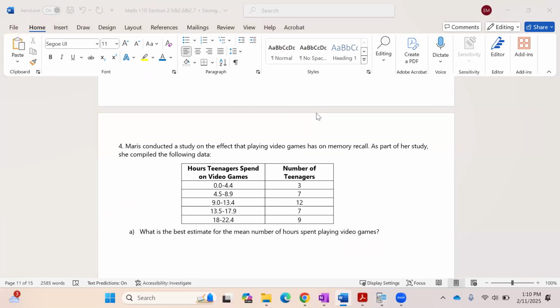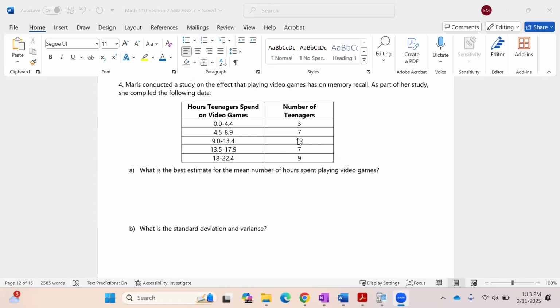Go ahead and move on to question 4. It's conducted a study on the effect that playing video games has on memory recall. As part of her study, she compiled the following data, put into two columns: hours teenagers spent on video games, which is our classes, so 0 to 4.4 hours, etc., and number of teenagers per each of these classes.